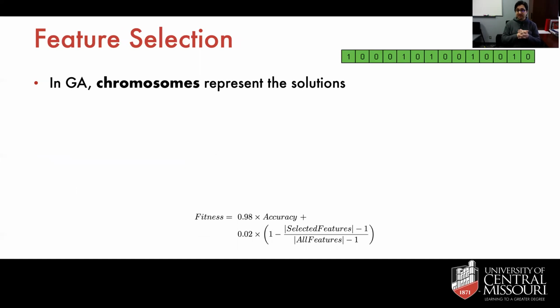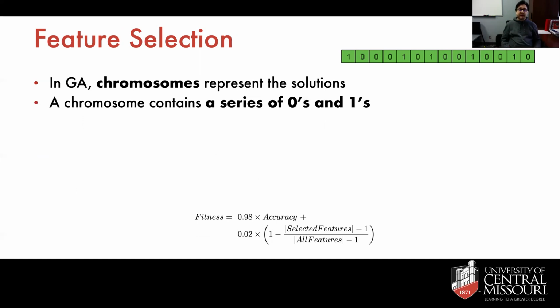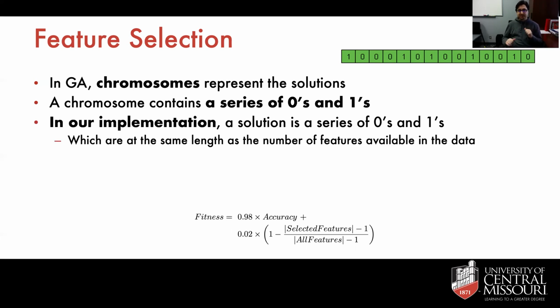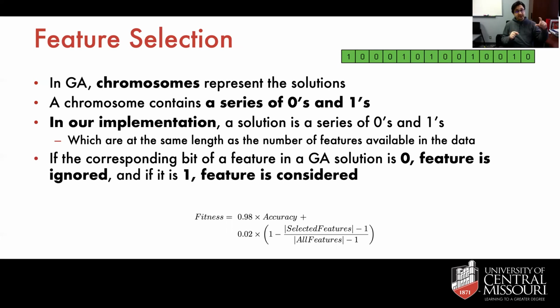So as for how the feature selection works in our GA implementation, in GA, chromosomes basically represent the solutions, and a chromosome contains a series of zeros and ones. In our implementation of GA, similarly, a solution is a series of zeros and ones, which is the same length as the number of features in the data set. So if we had 30 features in the data set, then we would have 30 bits in our GA solution chromosome. And if the corresponding bit of a feature in the GA solution is 0, that means ignore this feature when classifying using machine learning. If it's 1, then basically consider that feature in the classification accuracy.